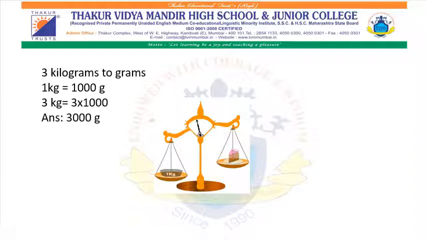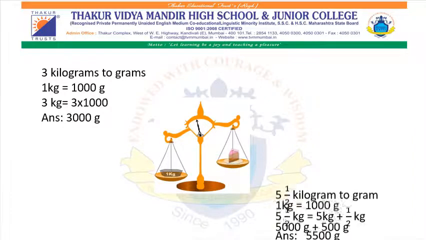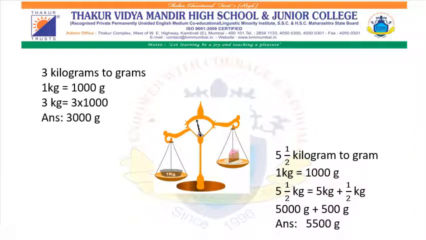Now, if you need to convert 5.5 kilogram to grams, how will you convert it? 1 kg is equal to 1000 grams. So 5.5 kg is equal to 5 kg plus half kg, that is 5000 gram plus 500 grams, and you will get 5500 grams.